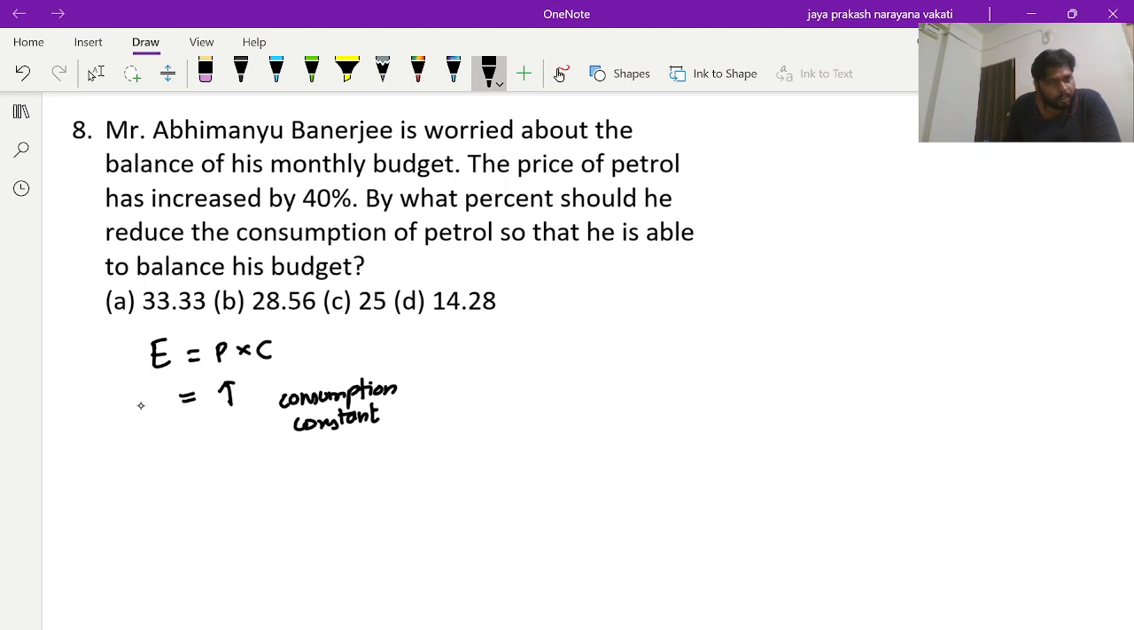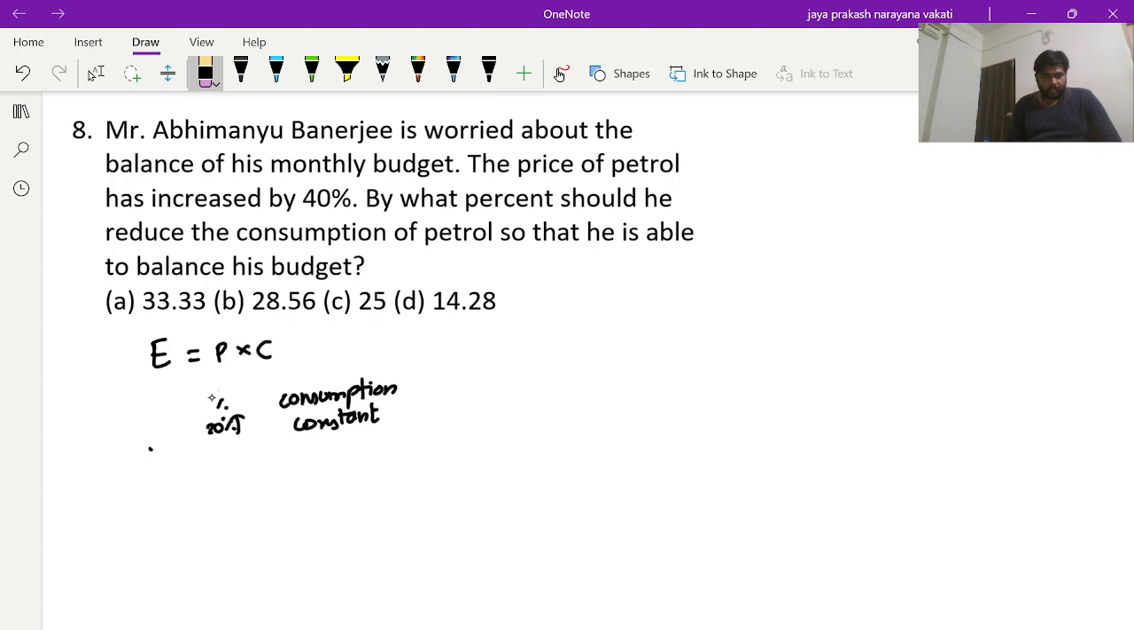Will your expenditure also rise? Yes. If the petrol price is increased by 10%, your expenditure also will increase by 10%. If it is increased by 20%, then your expenditure also will increase by 20% when you buy the same liters of petrol. Using this concept, I'm going to solve this problem.